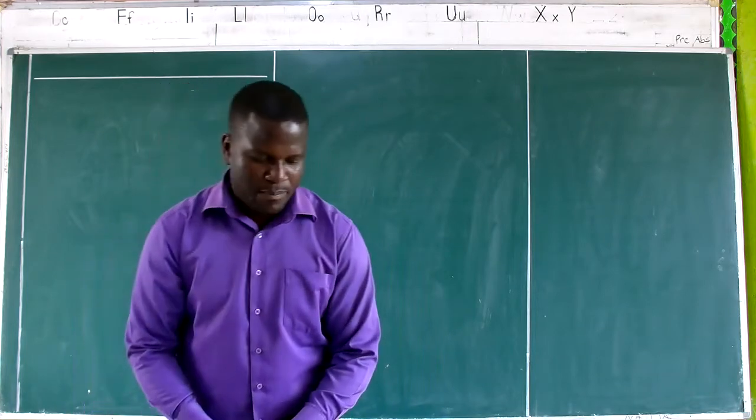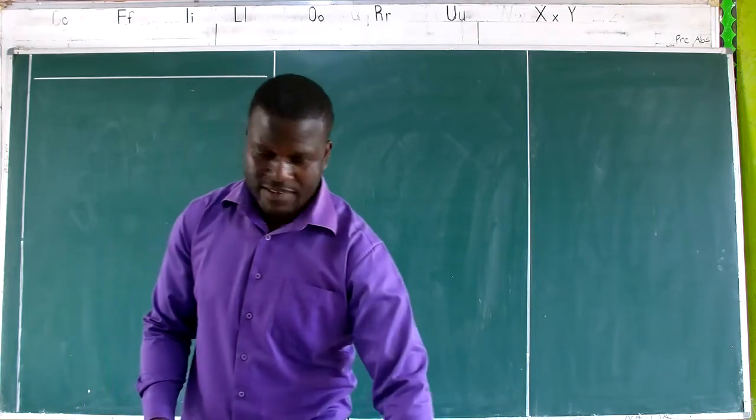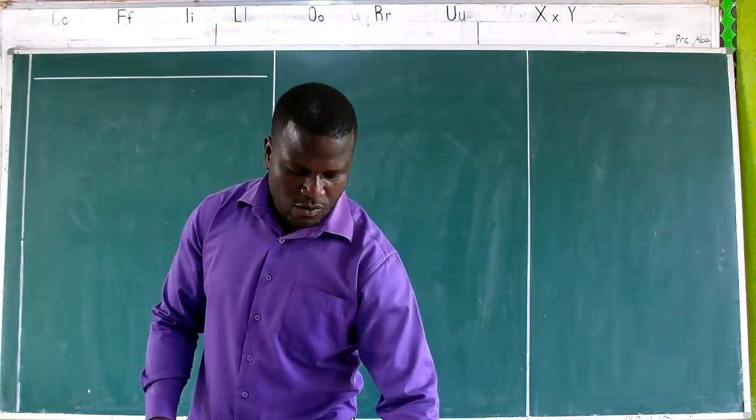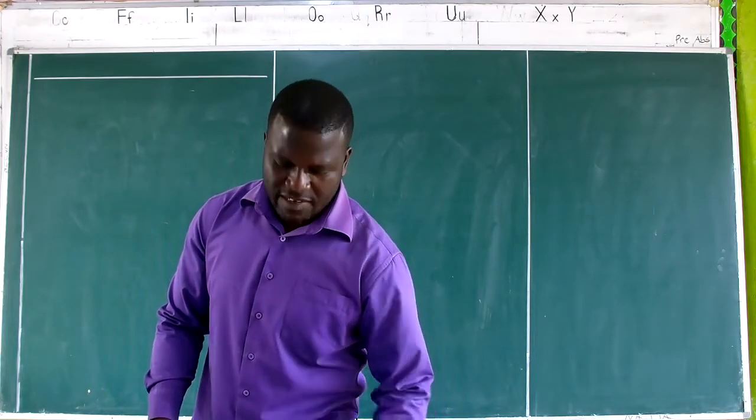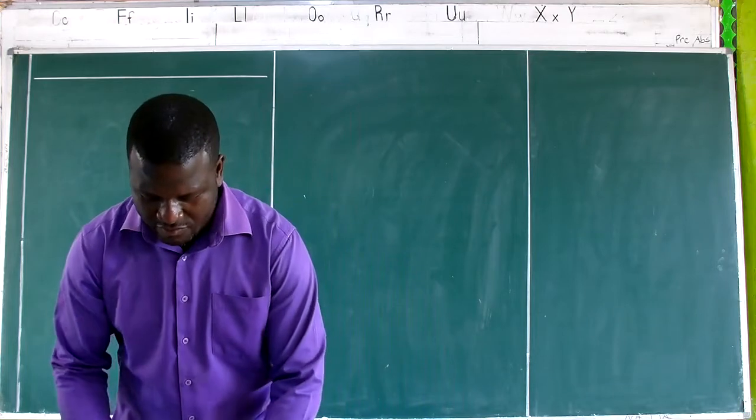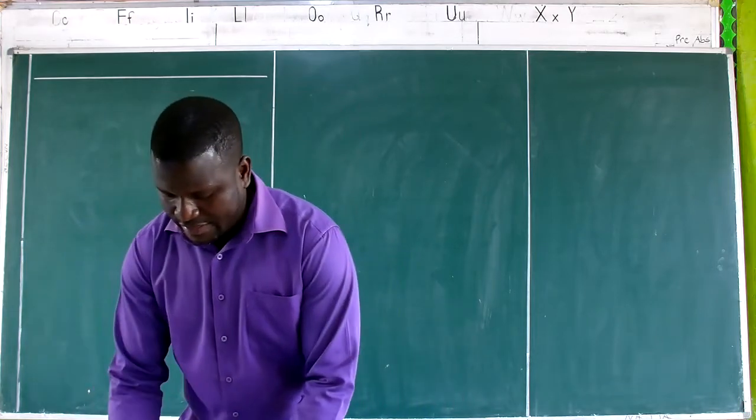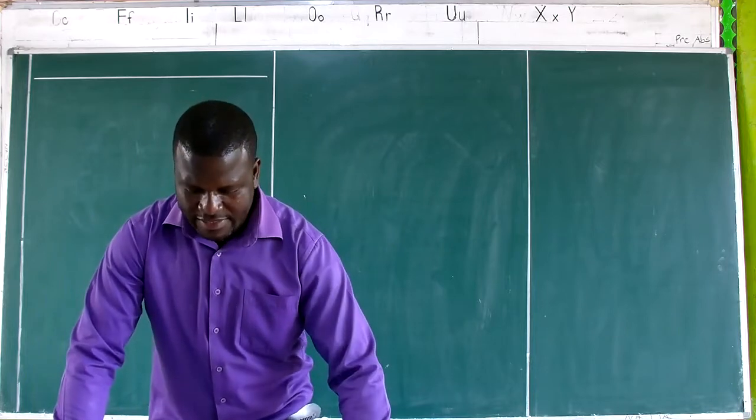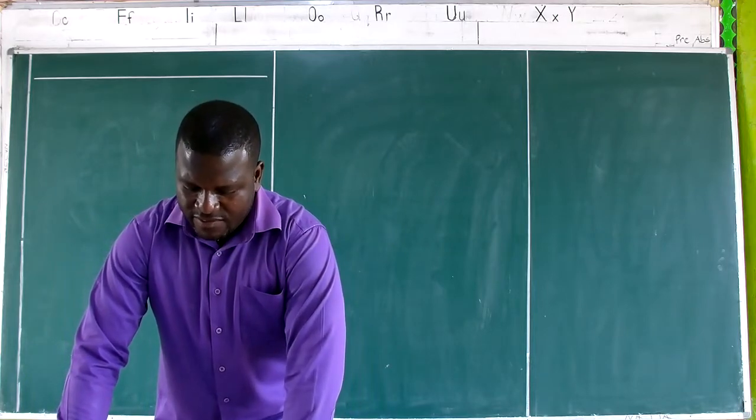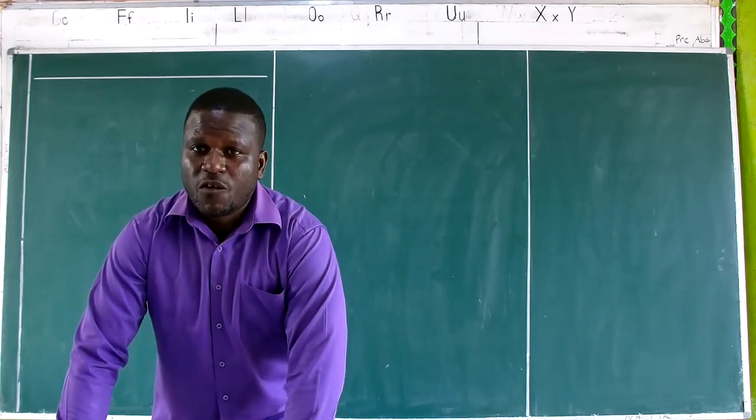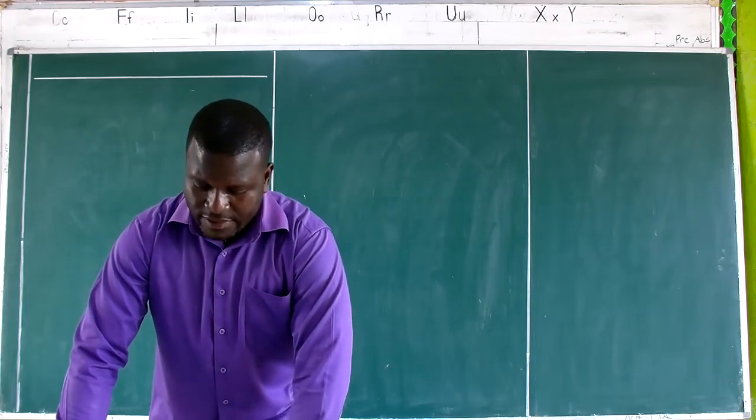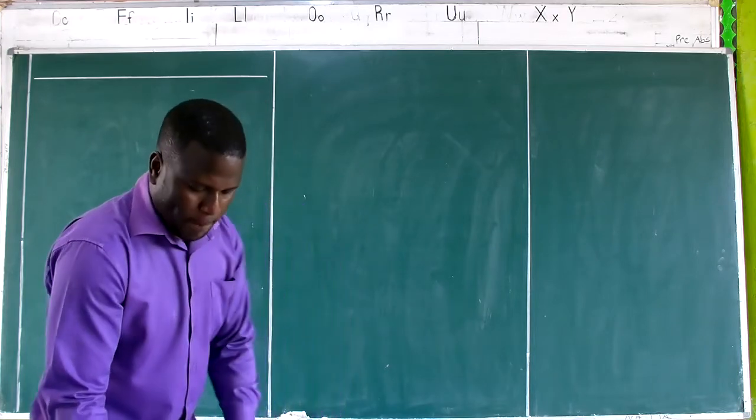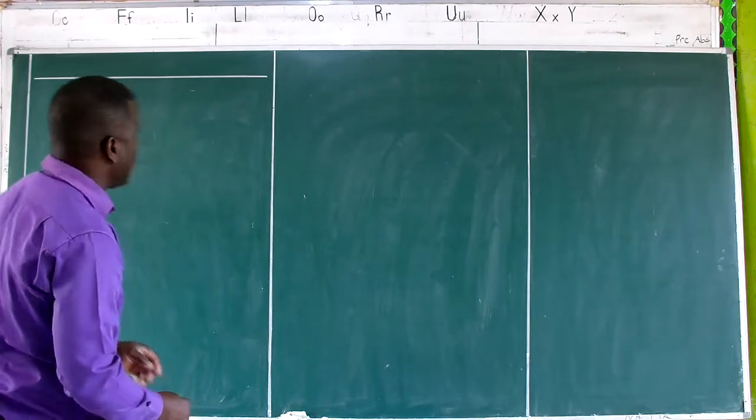Today we are going to learn about Science Primary 7, a topic called light. In our previous lesson we looked at what light is and the importance of light. Today we are going to look at properties of light. We have around 4 properties of light. So your heading should be properties of light.